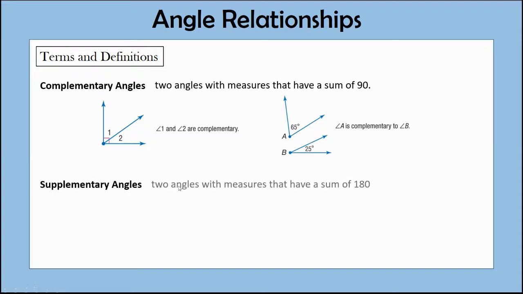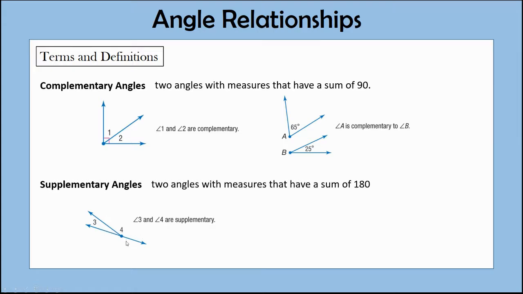Supplementary angles, these two angles have to add up to 180. Okay, so the drawing here, see how this is a straight line right here? We also call these a linear pair, if you remember. Angle 3 and angle 4 make up a straight line together, their non-common sides are a straight line. That means they're going to be supplementary, which means their angle measures are going to add up to 180.